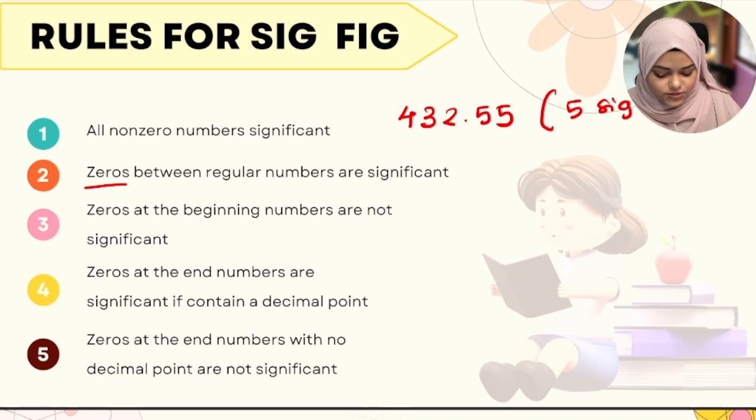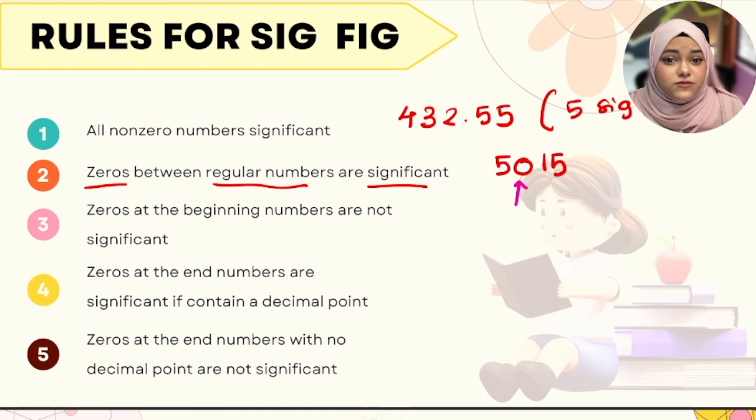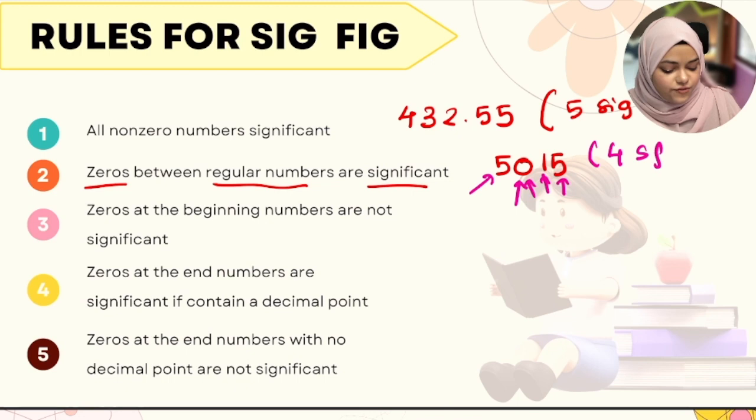And the zeros between the regular numbers are significant. That means if we have 5015, the zeros in the middle of these regular numbers are significant too. So our significant figures in this case are 1, 2, 3, 4. So we have 4 sig fig.